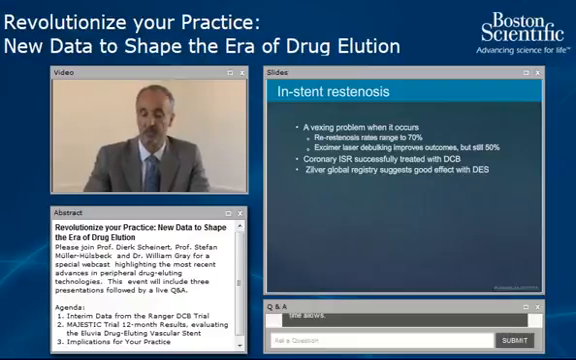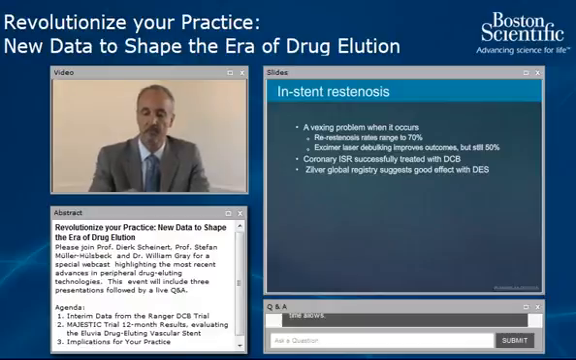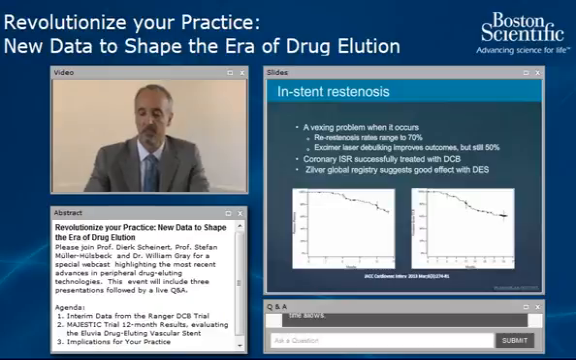It's very difficult to treat. Restenosis rates after treating in-stent restenosis range to 70%. And excimer laser has been shown to debulk and improve outcomes, but still has a 50% 6-month restenosis. Coronary ISR has been successfully treated with DCB, and the Zilver Global Registry suggests that there's good effect with drug-eluting stent. And I put up here the 6-month, actually the longer data, looking at both primary patency as well as TLR rates at 6 months, improved over what historical controls would otherwise suggest in the global registry data.